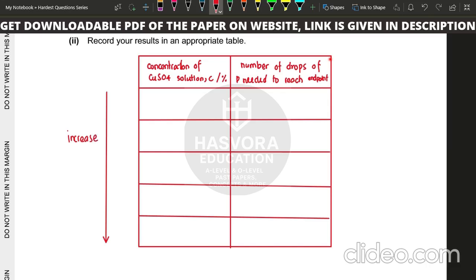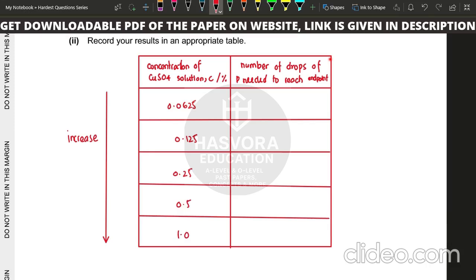So we will be starting with the lowest, which is 0.0625. Now most of the students make the mistake of adding the percentage sign here, which is totally invalid because you have already mentioned the unit in the heading. So you just have to mention the concentration. It will be 0.0625, then 0.125, then 0.25, 0.5, and then 1%.